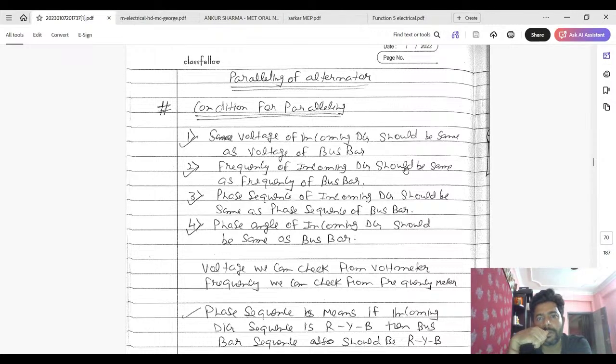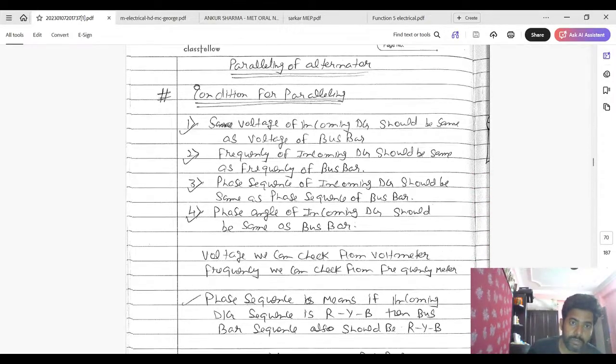Now, the next topic is paralleling of the alternators. On a ship, we generally have three, four, or more than three generators. As per the ship's load, we use the generators. If the load is more, we have to run two or three generators in parallel to compensate for that load. So here comes the reason why we need to parallel a generator.